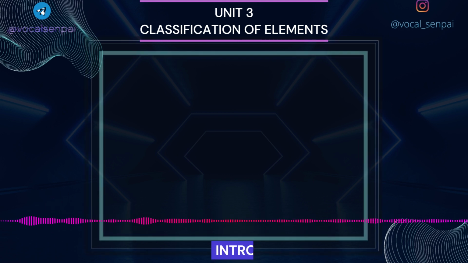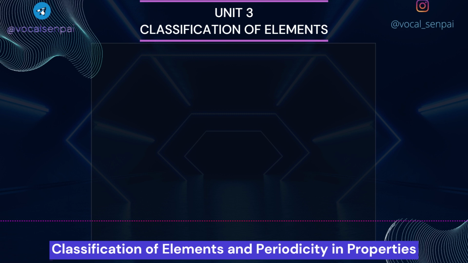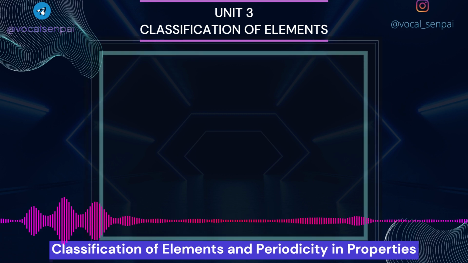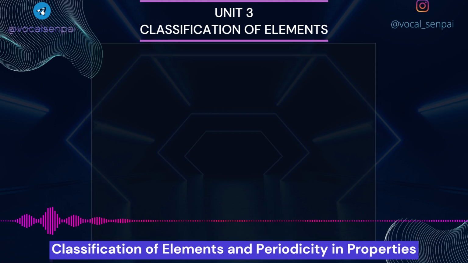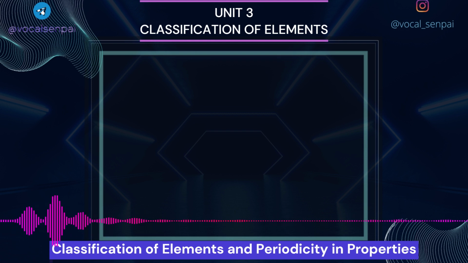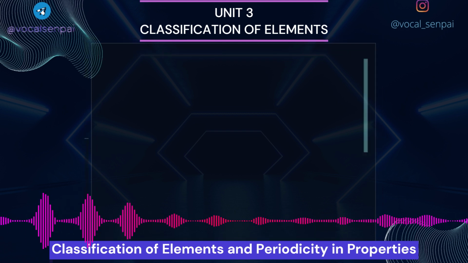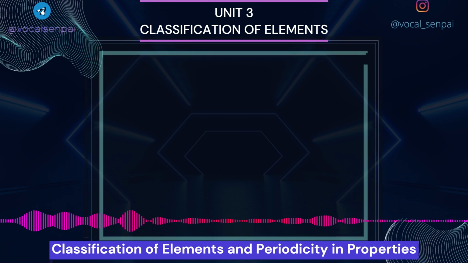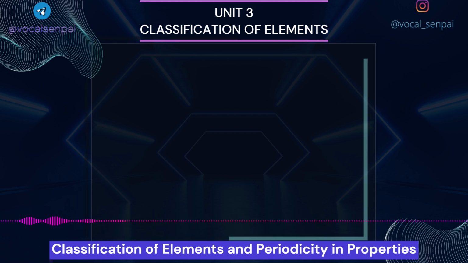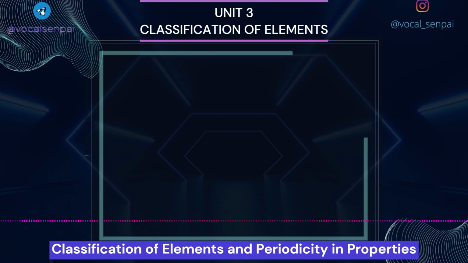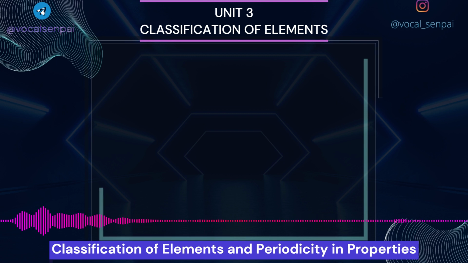Classification of elements and periodicity in properties. The periodic table is arguably the most important concept in chemistry, both in principle and in practice. It is the everyday support for students, it suggests new avenues of research to professionals, and it provides a succinct organization of the whole of chemistry.